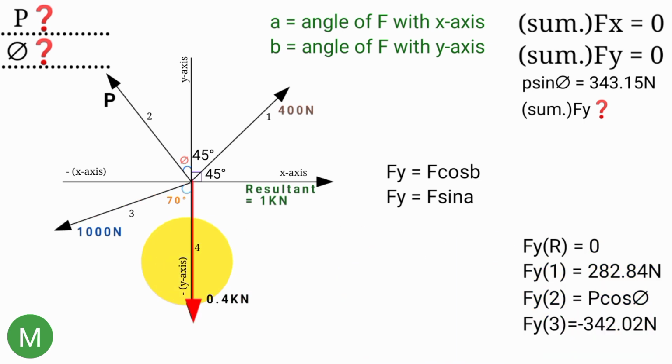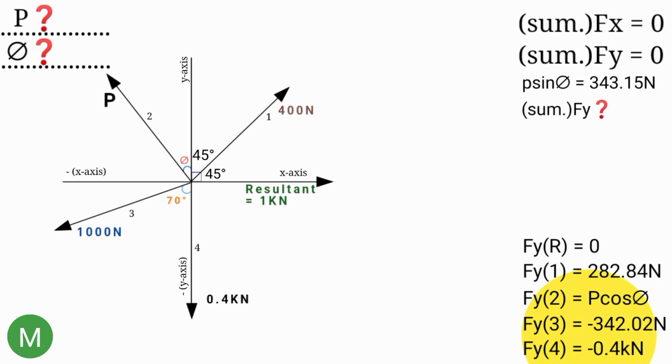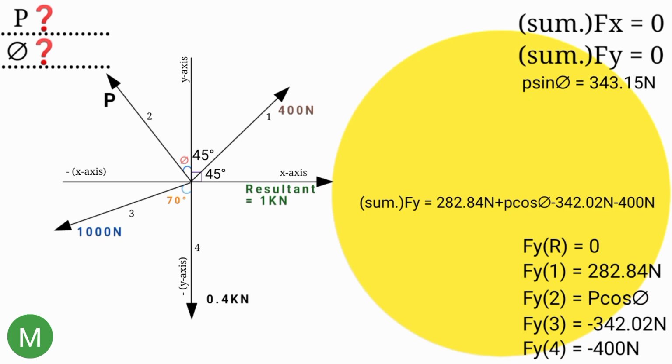And here we can see this 0.4 kilonewton is acted directly on the negative y-axis. So F of y for 0.4 kilonewton is minus 0.4 kilonewton. Minus 0.4 kilonewton if you convert to newton is minus 400 newton. So F of y for 0.4 kilonewton is equal to minus 400 newton. Now summation of F of y is the sum of these forces here. So summing up now, summation of F of y equal to 282.84 newton plus P cos theta minus 342.02 newton minus 400 newton.